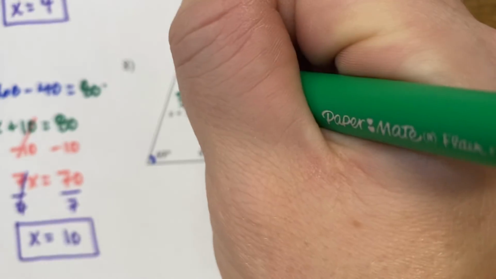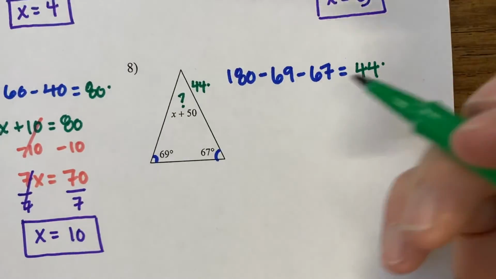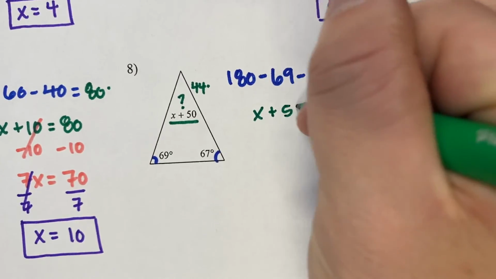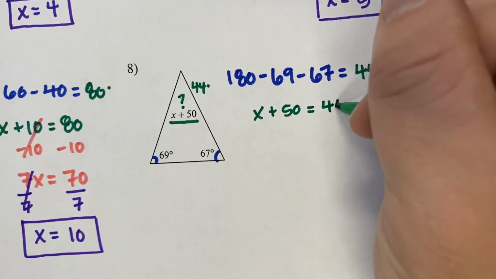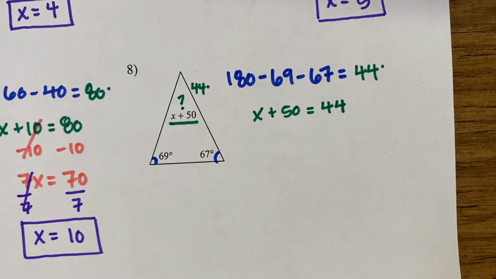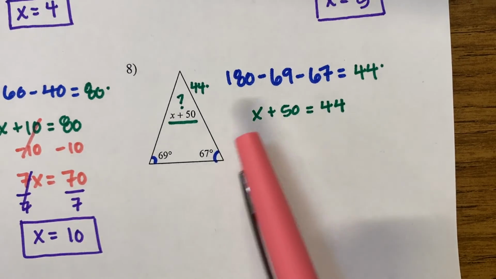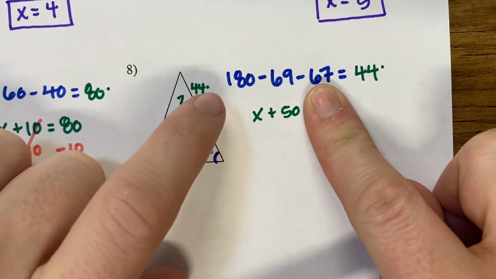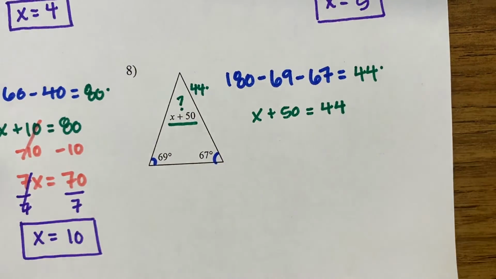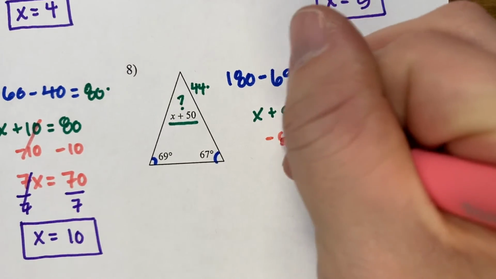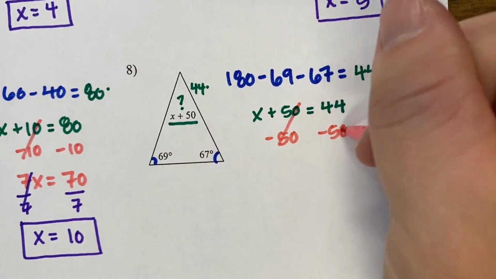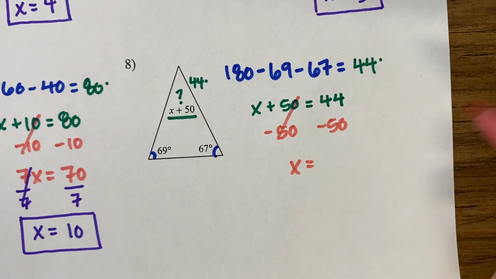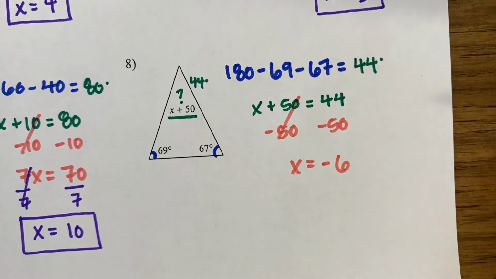Okay, so this angle up here has to be 44 degrees. So in order to solve for x, let's take the equation that it gives us, x plus 50 equals 44, which we found. Okay, well, this one's kind of a simple equation. There's only one thing I have to do to get my x all by itself. Opposite of plus 50 is subtract 50 from both sides. So x is equal to 44 minus 50, which is negative 6.